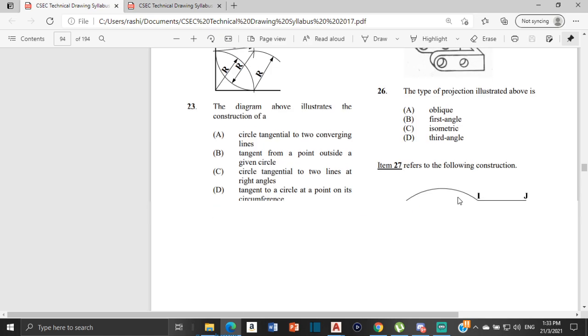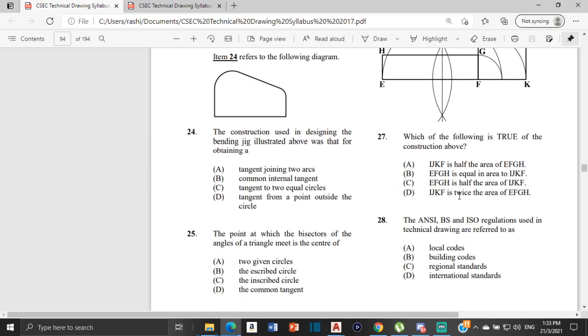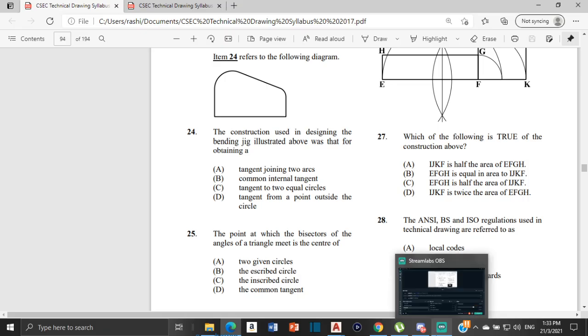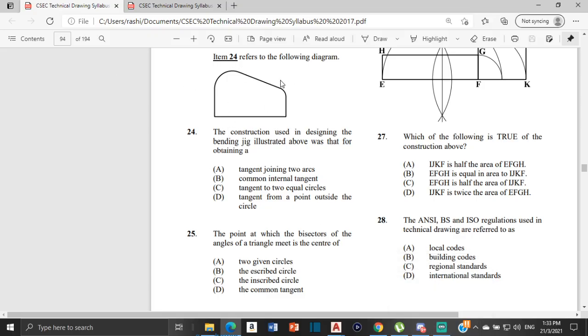Now for 24. The construction used in designing the bending jig illustrated above was that for obtaining, is it a tangent joining 2 arcs? Is it a common internal tangent? Is it a tangent to 2 equal circles? Or is it a tangent from a point outside the circle? So we would have an arc here and a next arc here. So this would be a tangent joining 2 arcs.